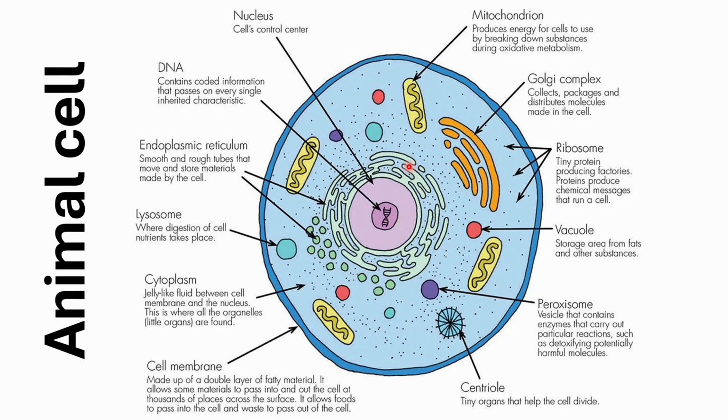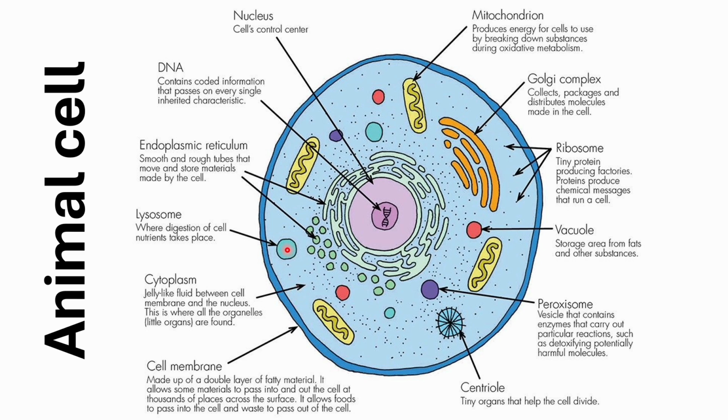Okay, now right here you see this weird structure that is surrounding the nucleus. It is actually called the endoplasmic reticulum. There are two types, one is smooth and one is rough, that move and store materials made by the cell. This is their function. After this, you see there is the circle, which is the lysosome, where digestion of cell nutrients takes place. You see, the cell also has its own digestive system.